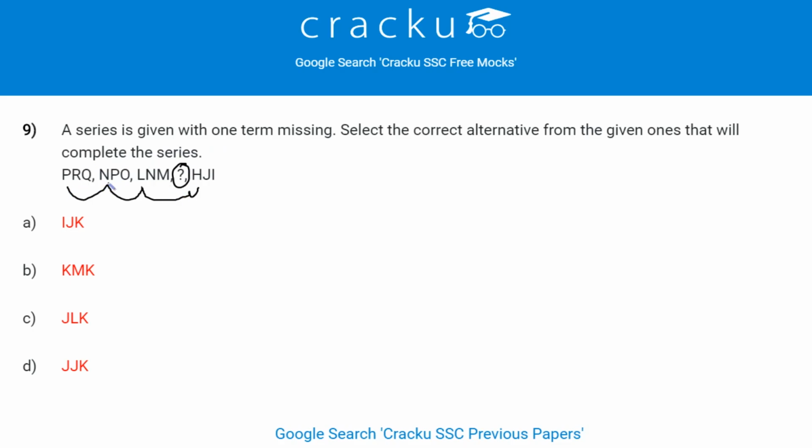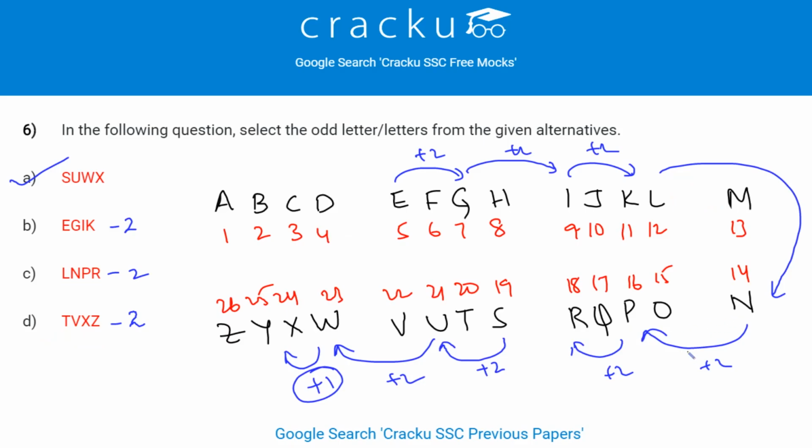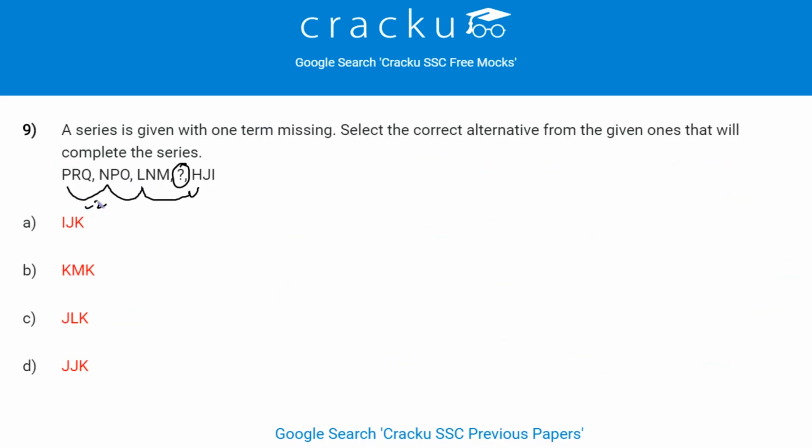From P to N, there is a decrease of 2 units. If you want to verify, you can verify it over here. From P to N, there is a difference of 2 units, so we are reducing 2 units. Similarly, from N to L, there is a decrease of 2 units. So P to N minus 2, N to L minus 2. From L also there should be a decrease of 2 units. If you remove 2 units from L, it is going to be J. Again from J, if you go back 2 units, it is going to be H, which is perfectly fitting.